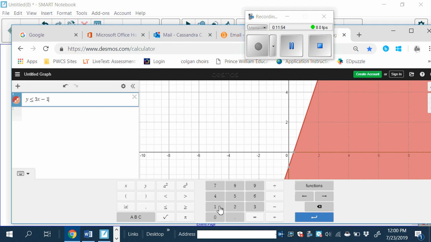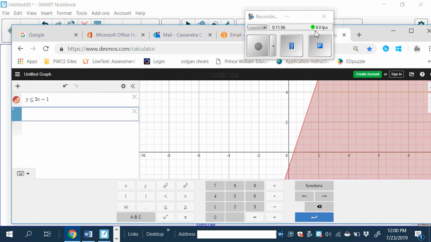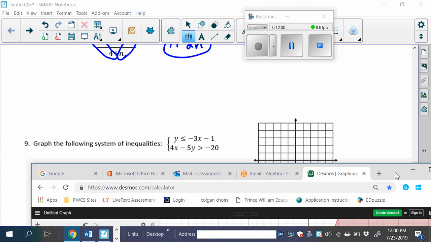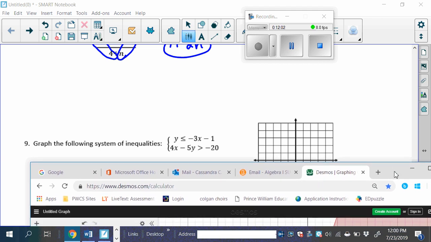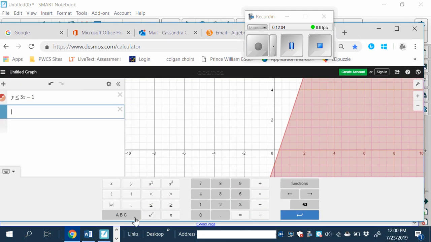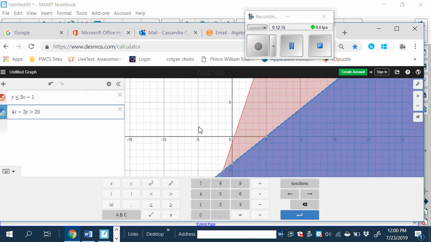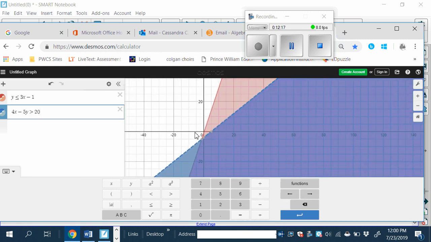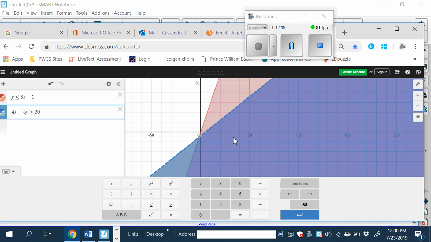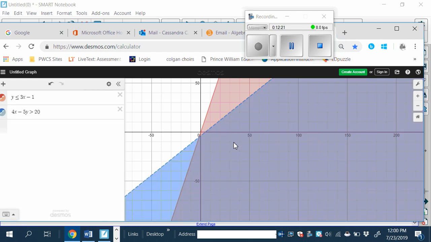Now, one of the nice things about Desmos is you don't have to put things in slope-intercept form in order to graph them. So I could just do this: 4x minus 5y is greater than 20. Okay, so I'm going to zoom out. And my solution is where both the red and the blue overlap. So this is your solution right here.